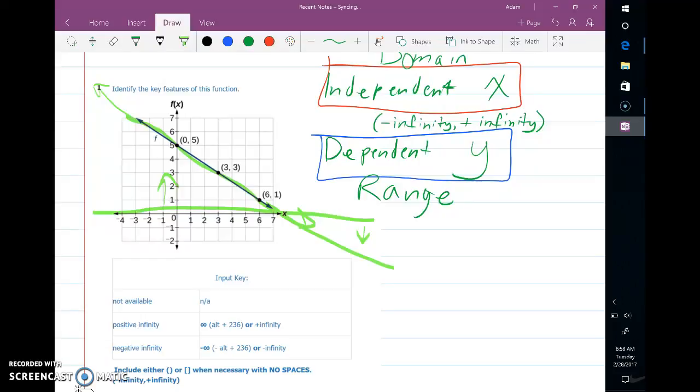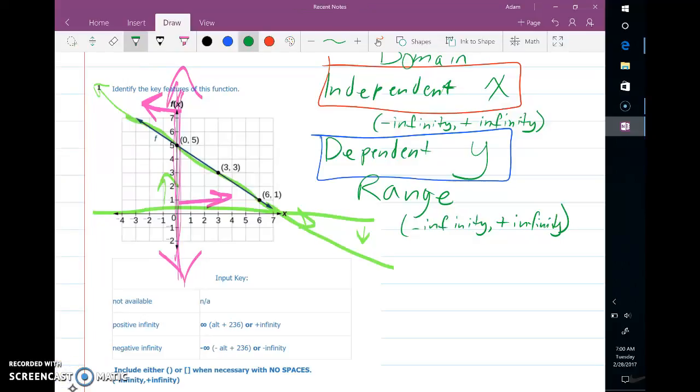Our range is representing all of our possible y values. So we've got all these possible y values, and it goes up forever, and it goes down forever. And so I'm always going to have a y value, whether it's to the right or whether it's to the left. I'm always going to have a y value. So my range, similarly, is also from negative infinity to positive infinity.